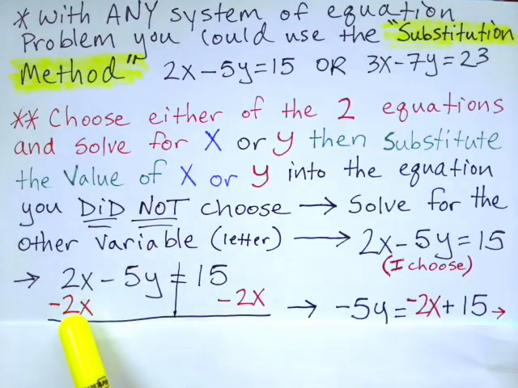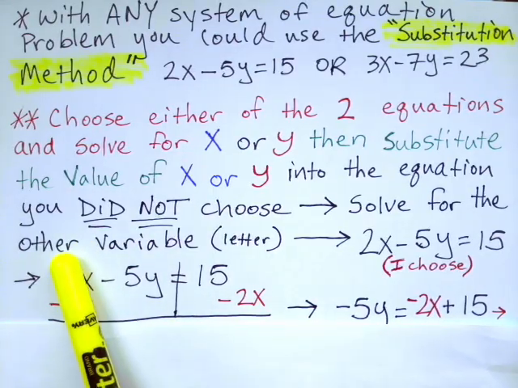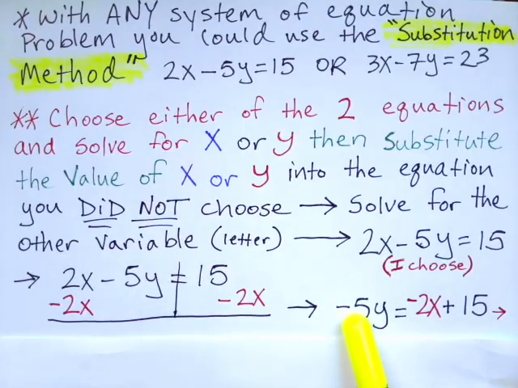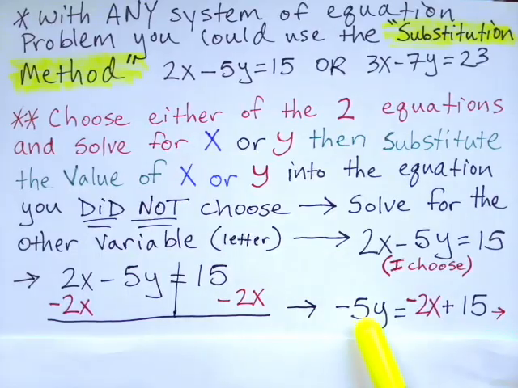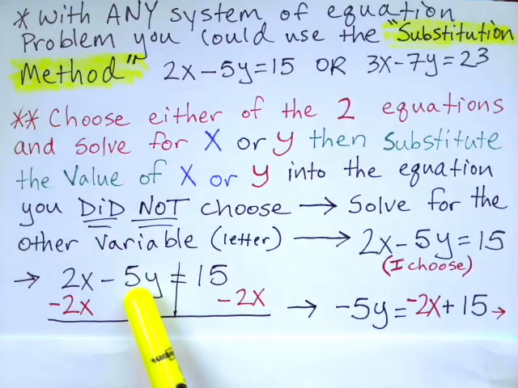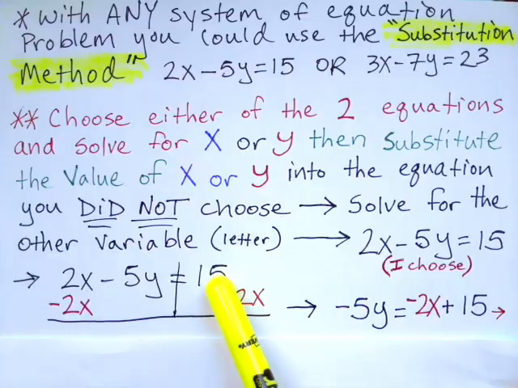What's the opposite of a plus 2x? It's to subtract 2x, but I can't do it to one side of the equal sign. I need to do it to both. 2 minus 2 is 0. I'm left with negative 5y equals, and we cannot add or subtract these terms because they're not like terms. All I can do is rewrite them in algebraic order. The x comes before the constant whole number. So I rewrite this as negative 5y equals negative 2x plus 15.